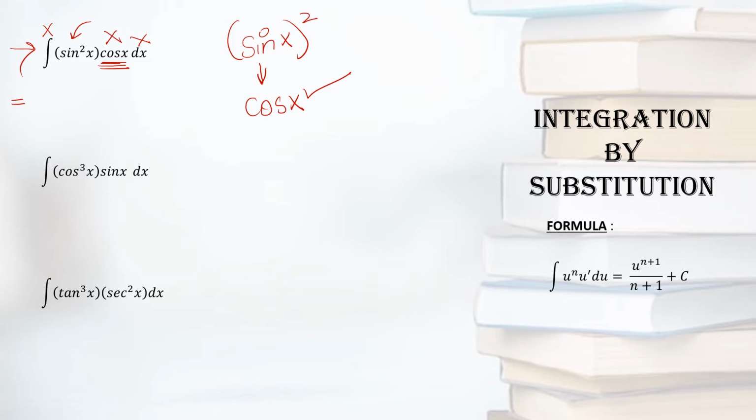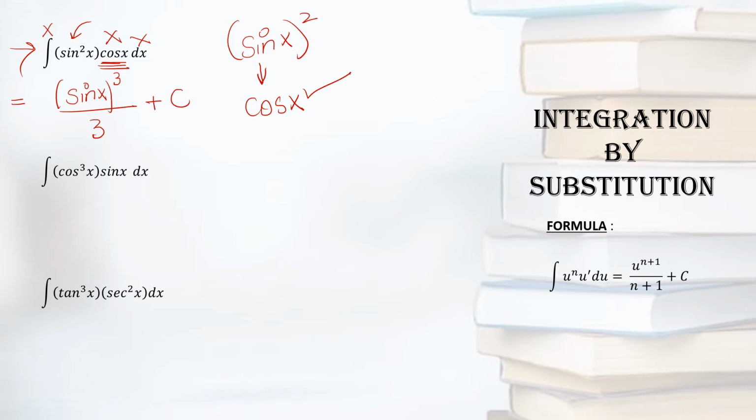Write the inner function, that means sine x, as it is because you are going to apply the power rule. And add 1 in the power, so it will become 3. Whatever you are getting as a power, you have to divide by the same number in the power rule. And plus c. That's all.